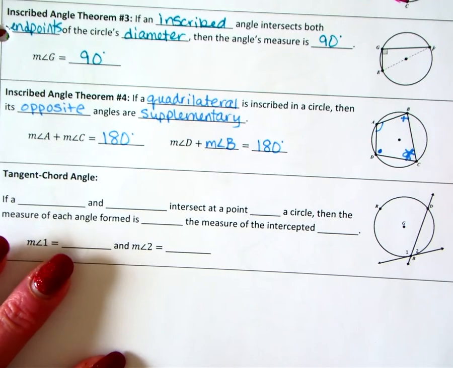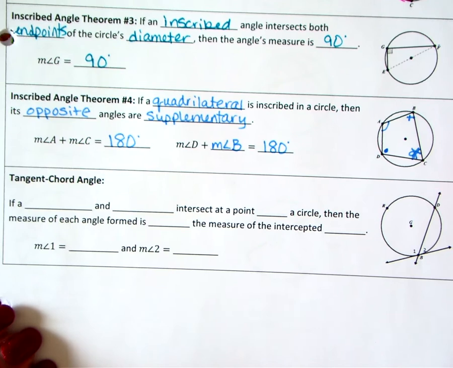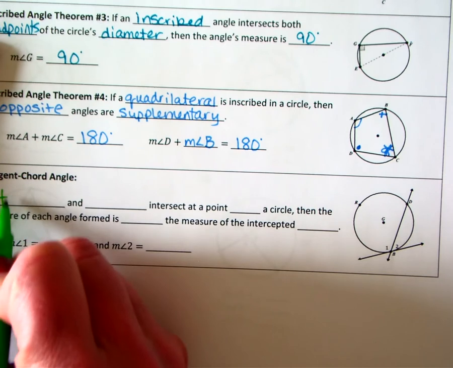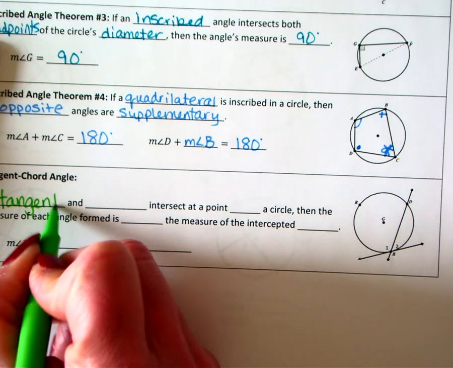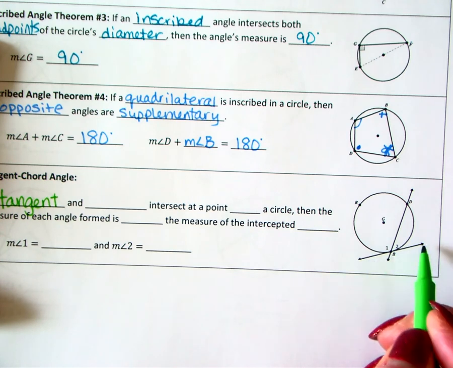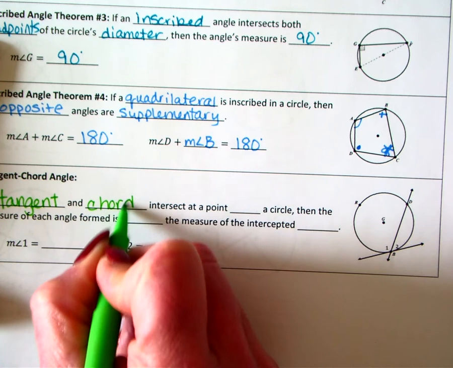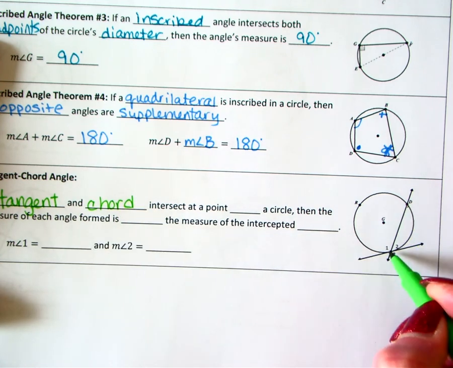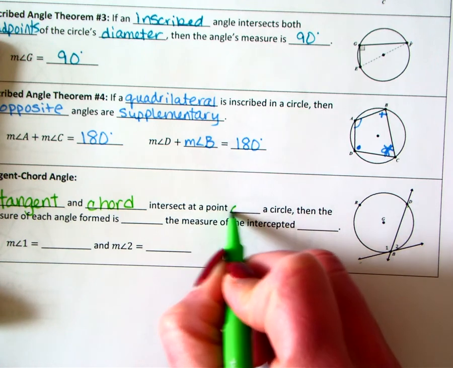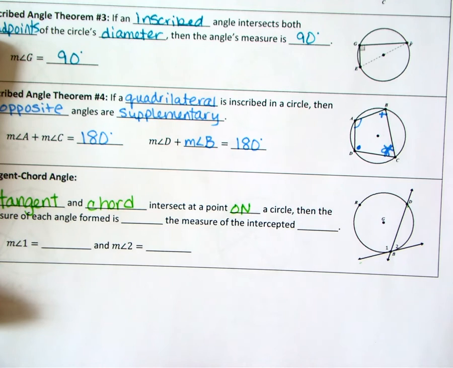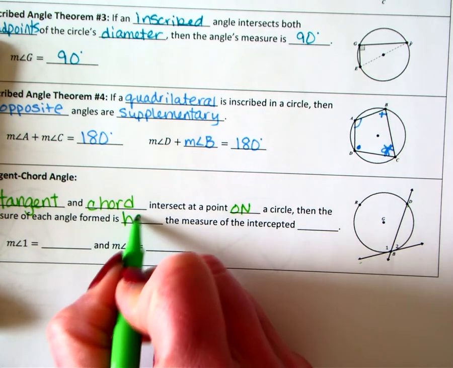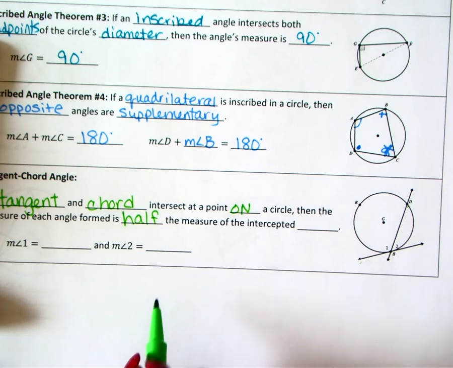Okay, and now we have the tangent chord angle. Okay, that says if a tangent, remember that means it hits the graph in one place, so that would be this line here. Okay, and a chord intersect, so here's a chord through the circle, intersects my tangent. Okay, if they intersect at a point on a circle, then the measure of each angle formed is half the measure of the intersected arc.